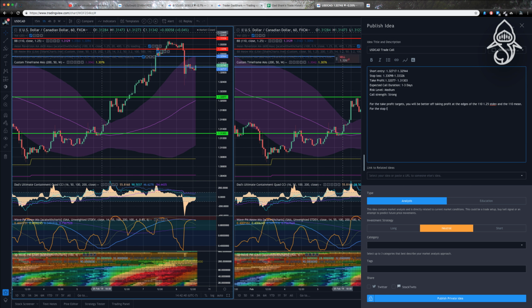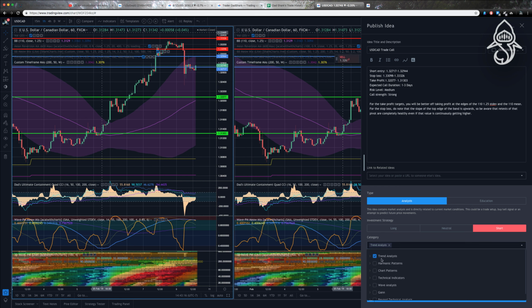For the stop loss, do note that the slope of the top edge of the band is up. So be aware that retests of that pivot are completely healthy, even if that value is continuously getting higher. Short. Okay, I made a TradingView idea.